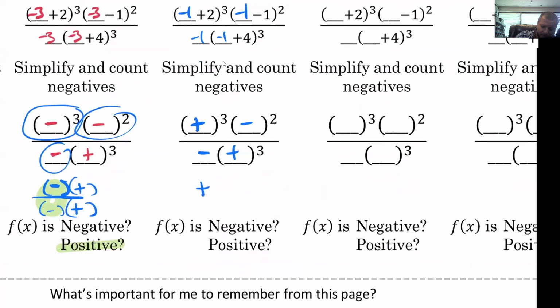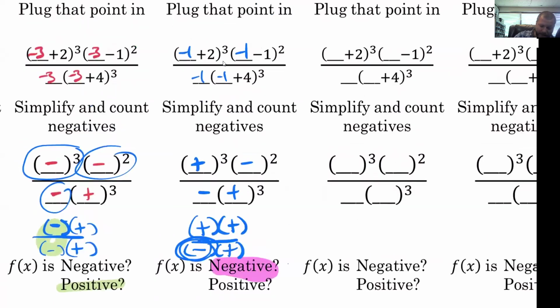Right. So I'm going to get a positive number cubed. I'm going to get a negative number squared. I'm going to get a negative hanging out in the bottom. A positive number cubed is positive. I only have one negative left over. So my function is going to be negative here. All right, so I'm going to get a negative.